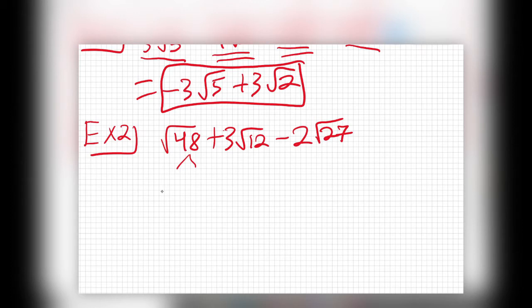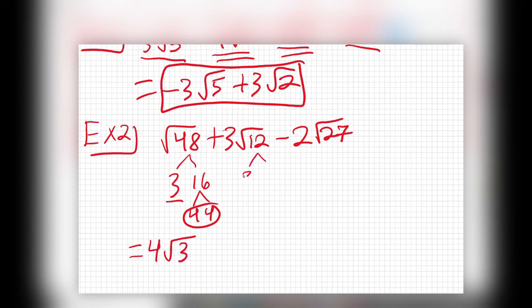So 48 gets broken down into 3 and 16. 16 gets broken down into 4 and 4. We have a pair of 4's there with a 3 all by itself. So this now becomes 4 times the square root of 3. 12 gets broken down into 3 and 4. 4 gets broken down into 2 and 2. So we have a pair of 2's there. That gets moved out in front and multiplied with that 3. So that is now 6 times the square root of 3.